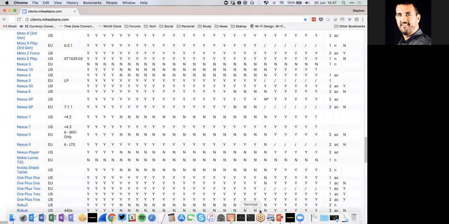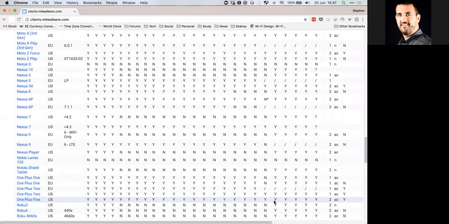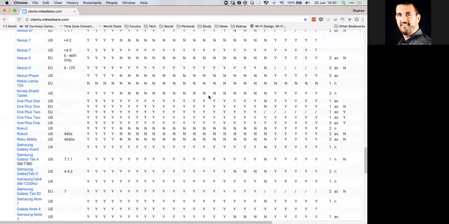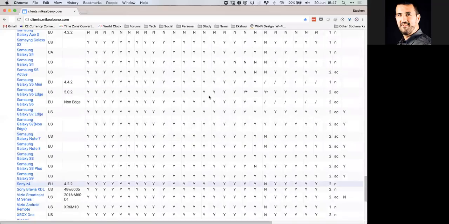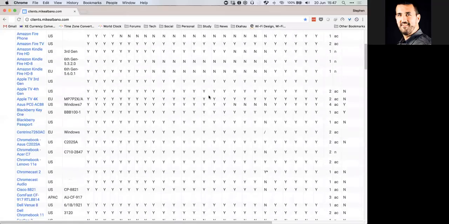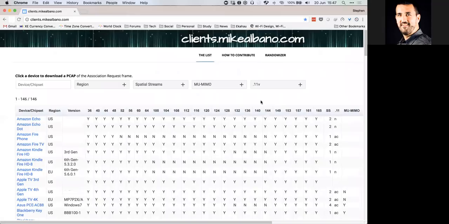Yeah, it's a good point. It is all crowdsourced. So if you do see that you've got a device that isn't on the list, I would definitely encourage you to click on the how to contribute and contribute. He walks you through all the steps of doing those captures and sending that in. So if you're up for the challenge there, I've submitted a few in there, and Mike's really good about getting those updated on the database pretty quickly. Awesome.